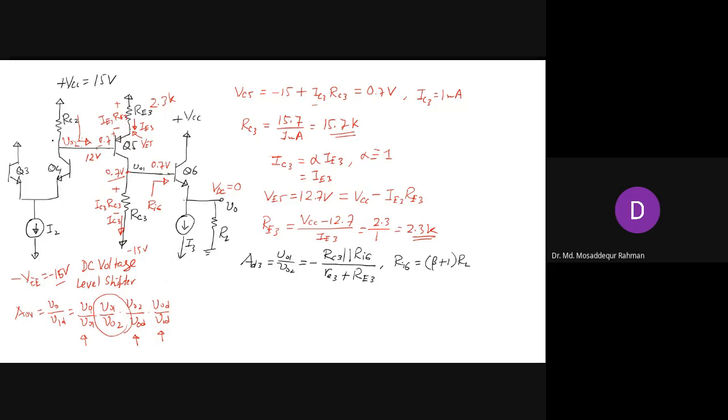And we'll have some modification of the gain here. Since that output goes to the input of Q5, the input resistance of Q5, if you call it RI3, will come in parallel with RC2. So the gain of the second stage, AD2, will be half GM2 times RC2. Now RC2 will be in parallel with RI3, right? And RI3 will be beta plus 1 times RE3, right?